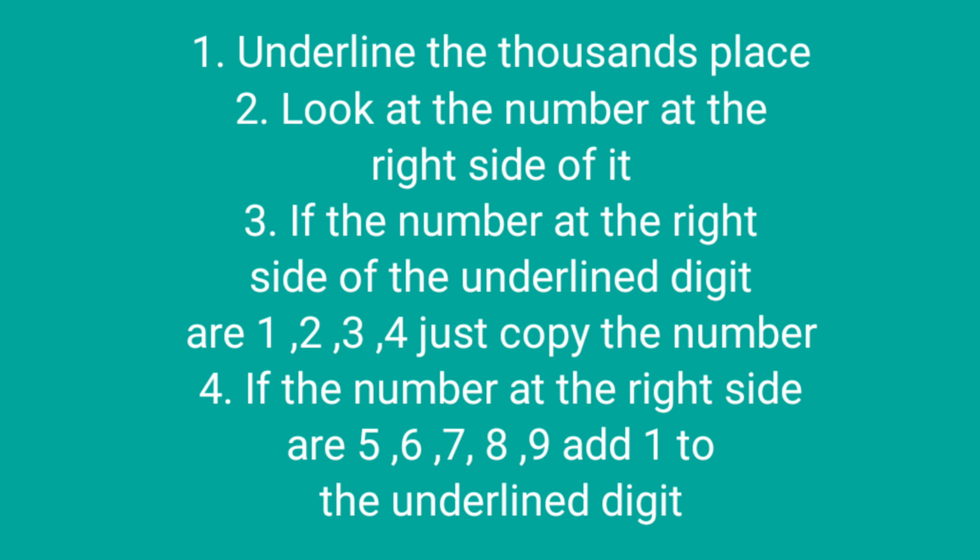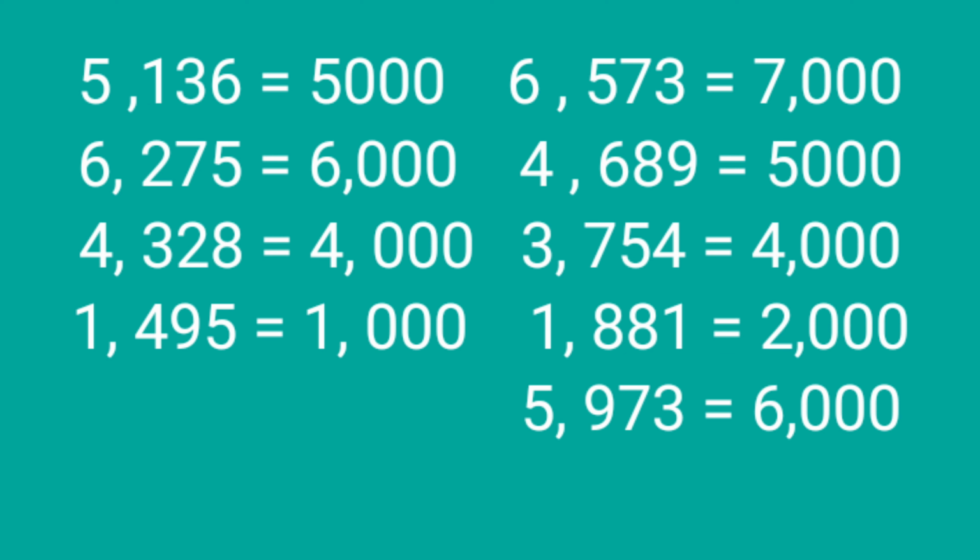Okay, so the first column, you have there at the right side of 5 is 1, right side of 6 is 2, right side of 4 is 3, right side of 1 is 4. So what I did is, I just kept the number in the thousand place, or I just copied it and replaced the other digits at the right side by all zeros. Okay, now on the second column, you have there 6,573. Okay, so the thousand place there are 6, 4, 3, 1, and 5.